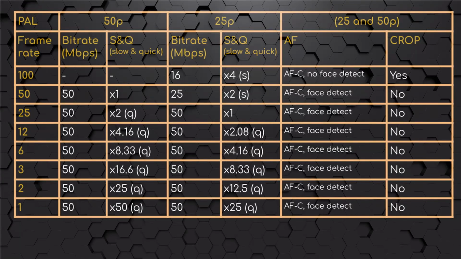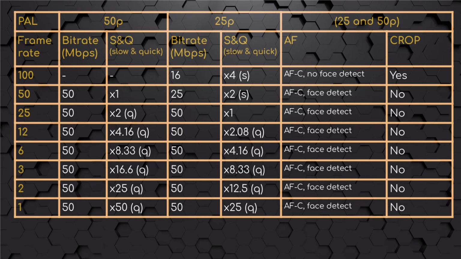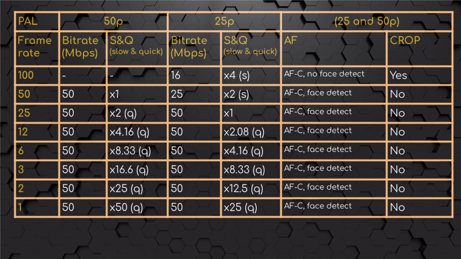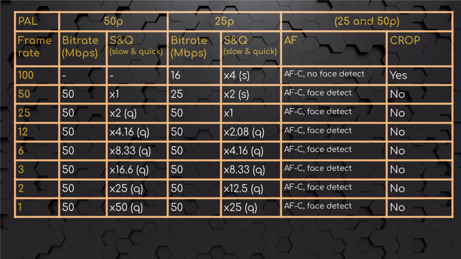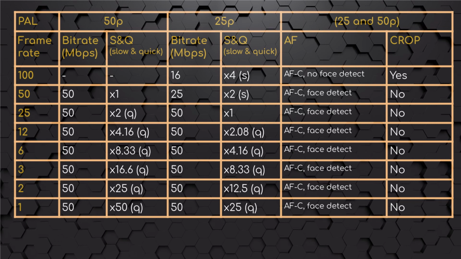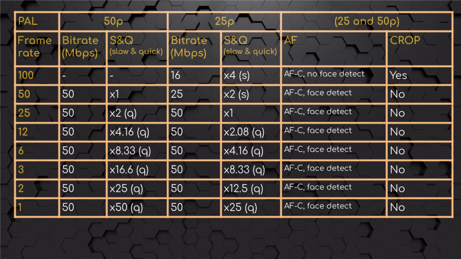Now you know how to use it in S&Q and what the different modes do. And before closing, let me show you a summary. I'm going to show the PAL version first. So I have here the frames per second, then whether you conform to 50 or 25p, then what is the bit rate and the kind of slowdown or speed up factor for each of the two, whether the autofocus works, and whether there's a crop or not. And that's the table.